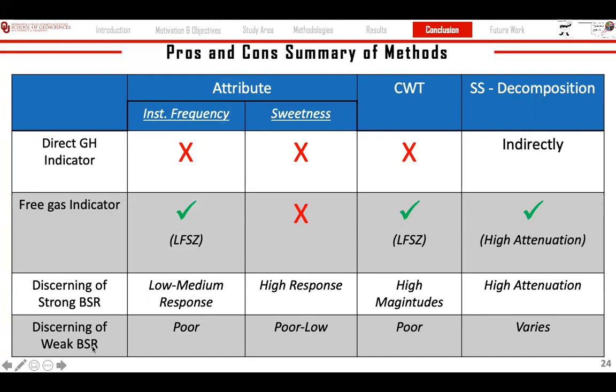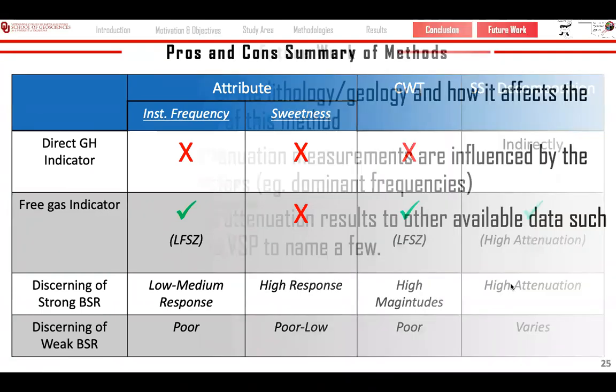With respect to the weak BSRs, we observe a poor instantaneous frequency response, poor to low sweetness responses, and poor CWT or spectral decomposition magnitudes when comparing it to the background geology. With respect to the sparse spike decomposition, it seems to vary since we observe in the Alaminos Canyon that the region of the weak or non-visible BSR had a high or significant attenuation response.